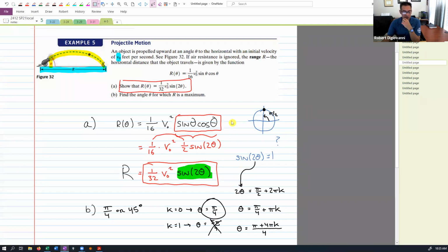Okay, don't worry too much about this problem. It was just about this formula, a way you can get sine theta, cosine theta in terms of a single trig function.